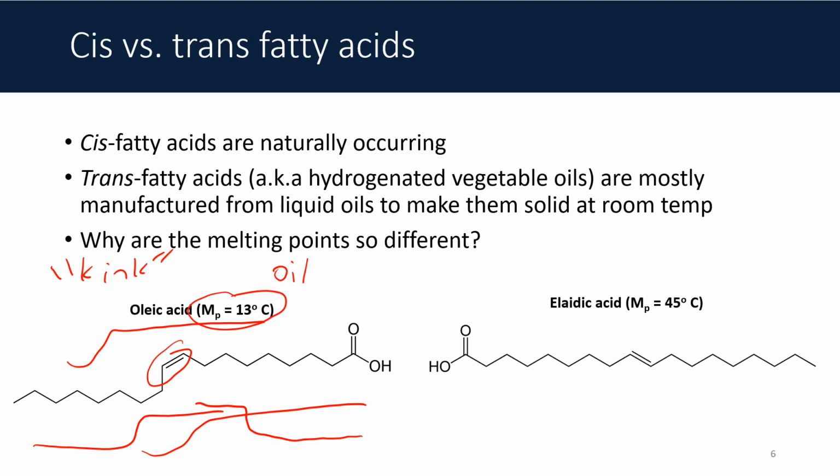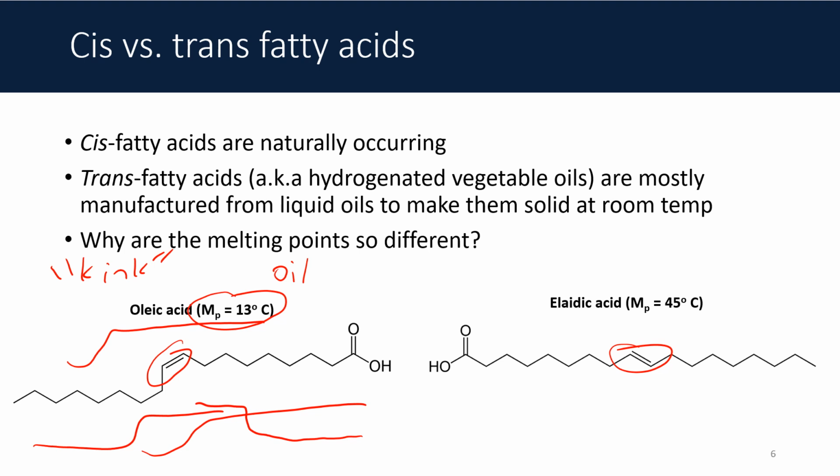Now, let's compare this to elaidic acid, its isomer. This is also a C18 fatty acid, same molecular formula. It still has one double bond at the ninth position, except in the case of elaidic acid, it's trans. How does this impact the molecule's geometry? Well, you can see that you can draw it in a linear fashion way more easily.